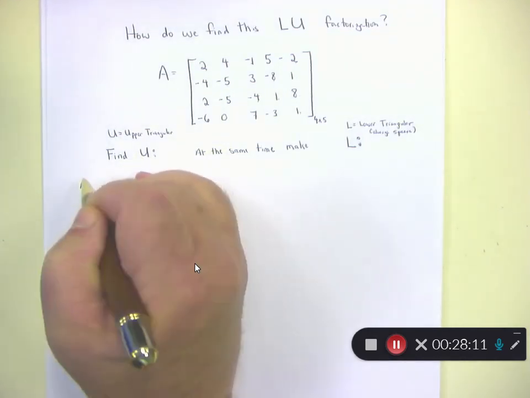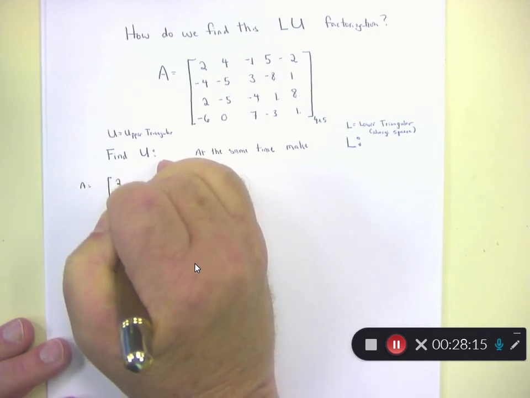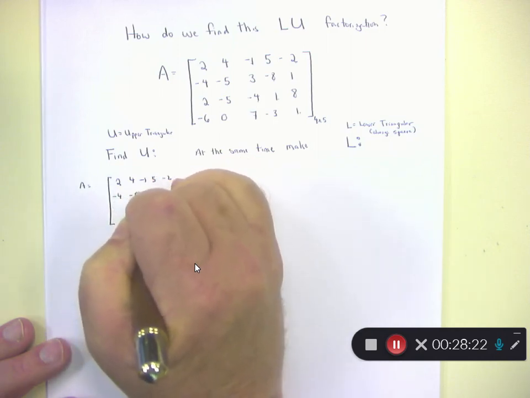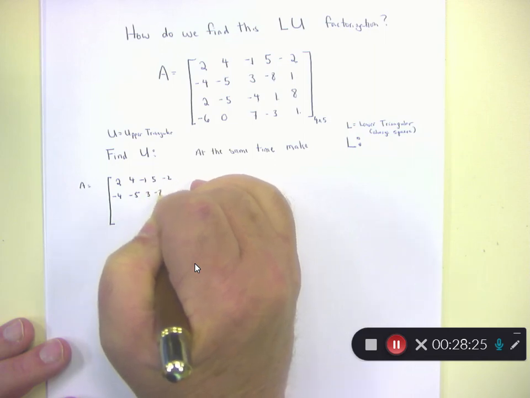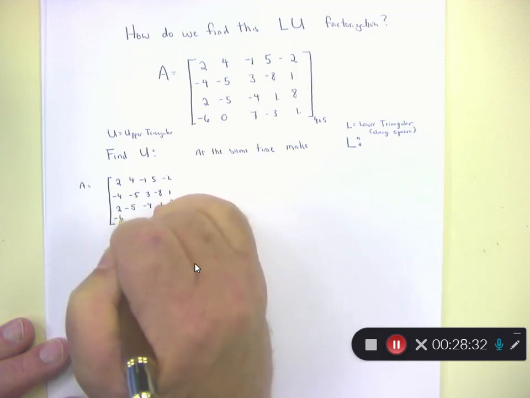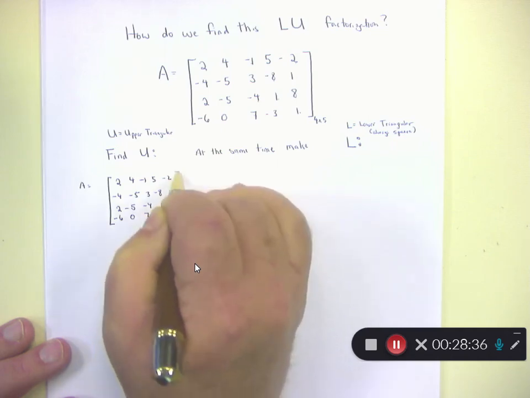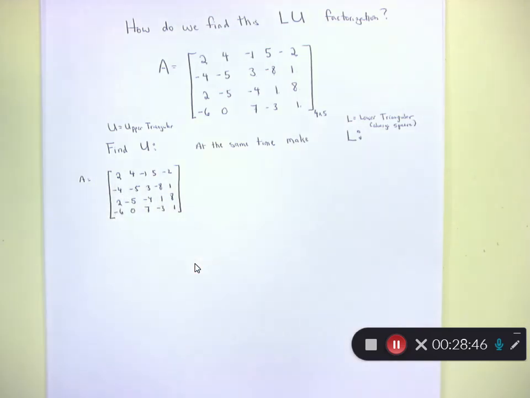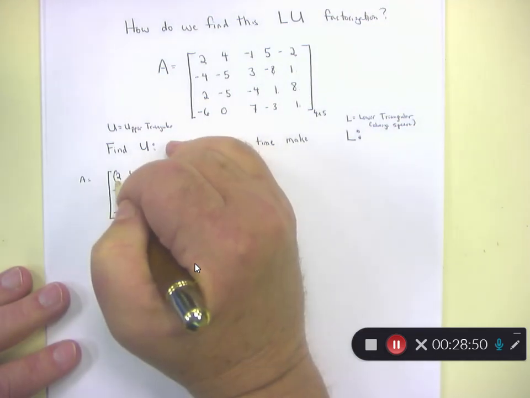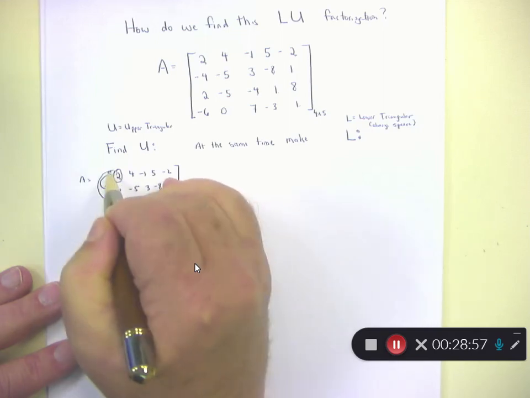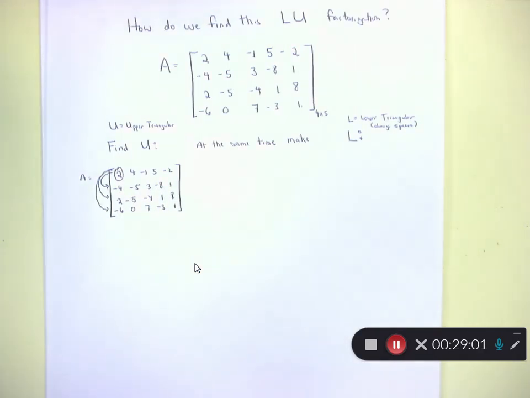Let's start with A and write it down. A is the matrix 2, 4, negative 1, 5, negative 2, negative 4, negative 5, 3, negative 8, 1, 2, negative 5, negative 4, 1, 8, negative 6, 0, 7, negative 3, 1. There's A. We're going to make this upper triangular, which means we're going to have zeros below the pivots. So how do I get zeros below it? I'm going to take that 2 and sweep down and kill the negative 4, kill that 2 off, and kill that negative 6 off. How do I go about doing that?